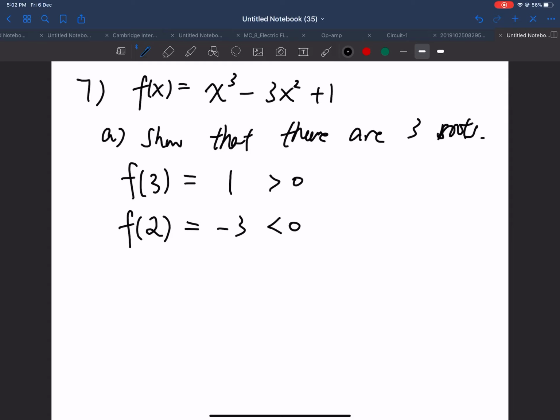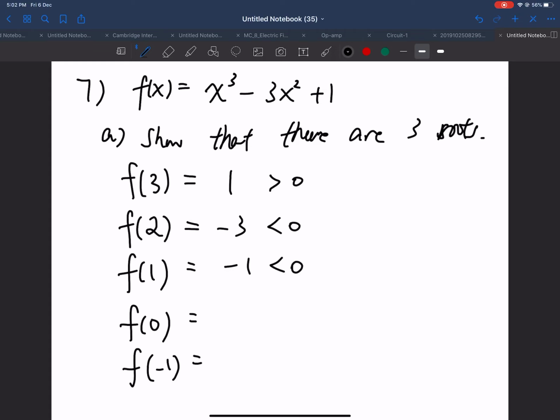Okay, that means there's a root in between 2 and 3. Another root is negative 0.5, so just put negative 1 and 0. And F(1), negative 1 and 0, 0 and F(1). Because there are 3 roots, it's between 0 and 1, and between 0 and negative 1. So there is one root in between 2 and 3, one root in between 0 and 1, and one root between 0 and negative 1.